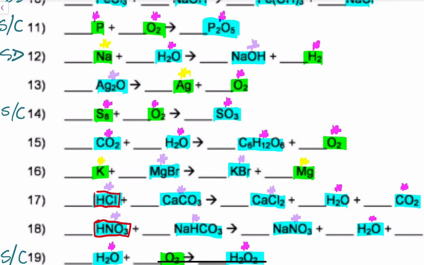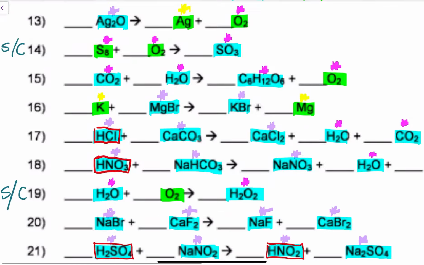Okay, silver oxide reacts to form pure silver and pure oxygen. Shout it out. Well, we're on number 13 now. Decomposition, right? You got one reactant busting into more than one. Okay, 15. Yeah, this is a special case. It's a complicated one.